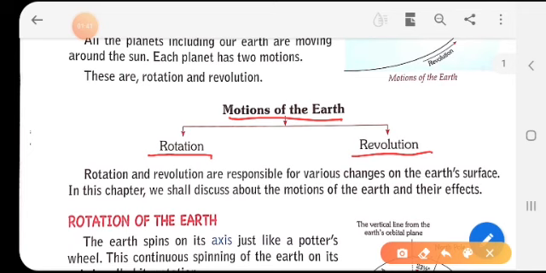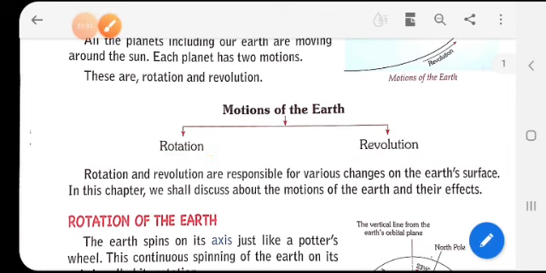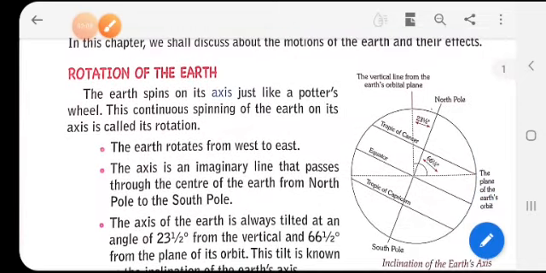Rotation and revolution are responsible for various changes on the earth's surface. In this chapter, we shall discuss about the motions of the earth and their effects. So rotation and revolution causes a lot of changes on the earth's surface. So change in weather, the change of day and night, this all happens due to the rotation and revolution. Let's study about the rotation of the earth.